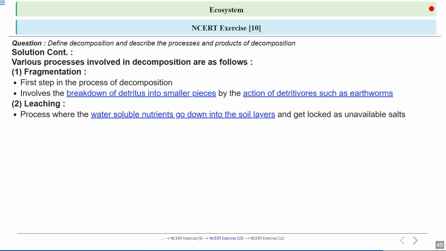Next one is leaching. This process refers to the leaching of water soluble nutrients from the topsoil into deeper soil layers, where they become precipitated in the soil as unavailable salts, making them inaccessible for the plant roots. This occurs primarily due to water movement through the soil, which carries dissolved nutrients downwards beyond the reach of the plant roots, thereby reducing soil fertility over time.